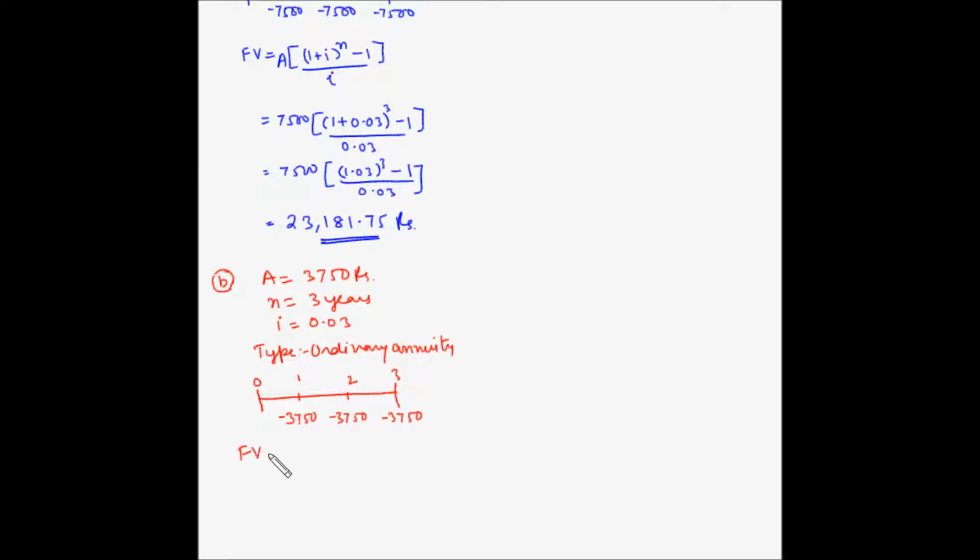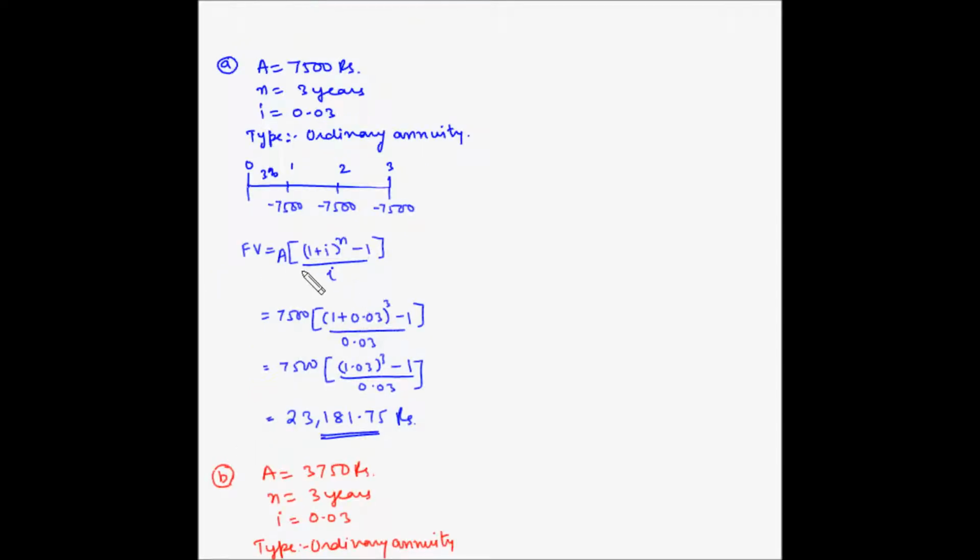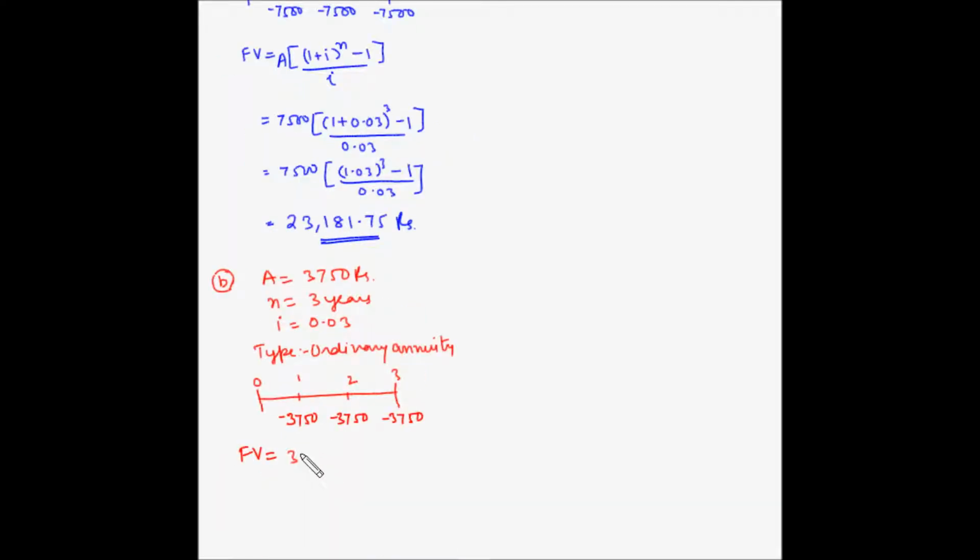So now the future value will use the same formula. So let's plug in the values in this formula. So A is 3,750. Now here the minus sign is simply indicating that this is an outflow from your pocket. But the negative sign is not to be used in the formula. 1 plus 0.03 cube minus 1 divided by 0.03.